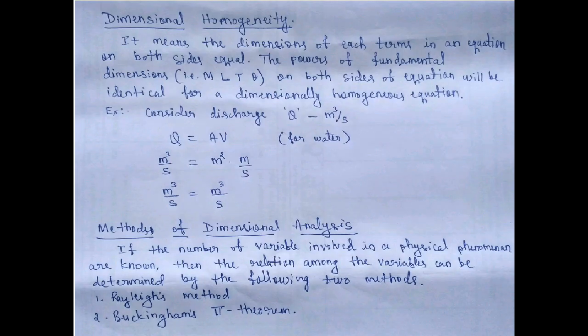Next we'll discuss dimensional homogeneity. If an equation is correct, then the equation is dimensionally homogeneous. If an equation is not correct, then it is not dimensionally homogeneous. It is very important: only if it satisfies the dimensional homogeneity condition are the equations correct. Dimensional homogeneity means the dimensions of each term in an equation on both sides are equal. The powers of the fundamental dimensions M, L, T, theta on both sides of the equation will be identical for a dimensionally homogeneous equation.